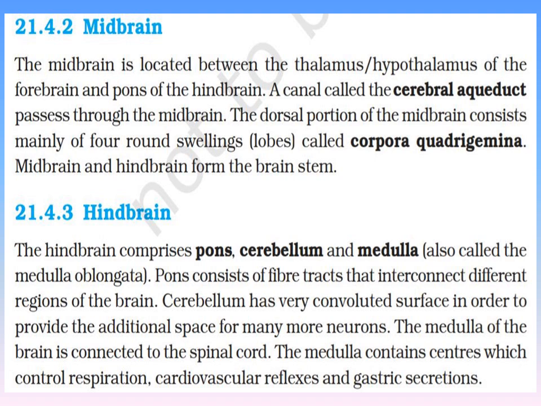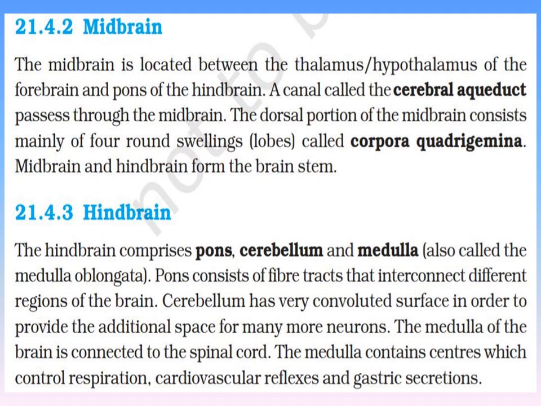The third and last part of the brain is the hindbrain, which comprises the pons, cerebellum, and medulla oblongata. The pons acts as a bridge between the cerebellum, medulla, and cerebrum. It also controls the rate and pattern of heartbeat and breathing. It consists of fiber tracts that interconnect different regions of the brain as well.